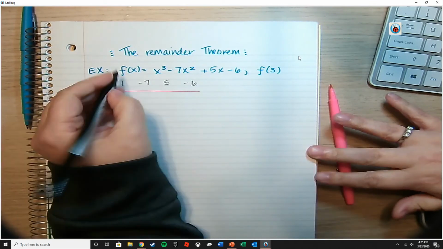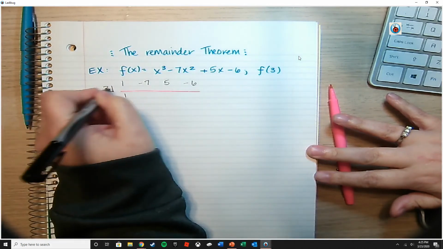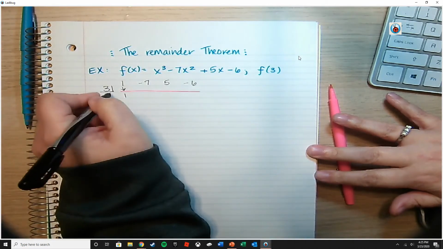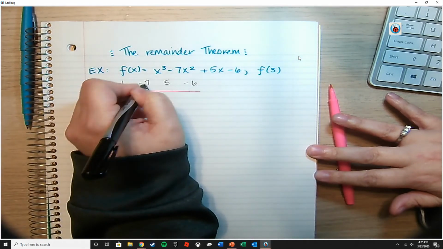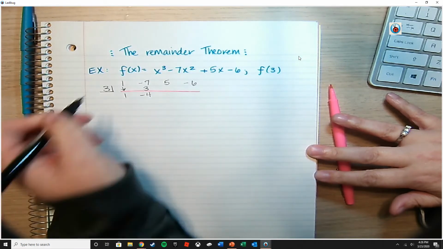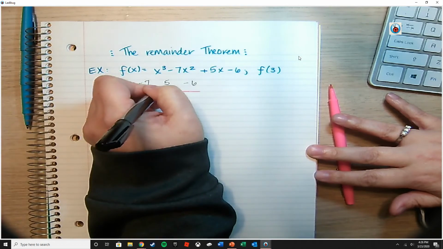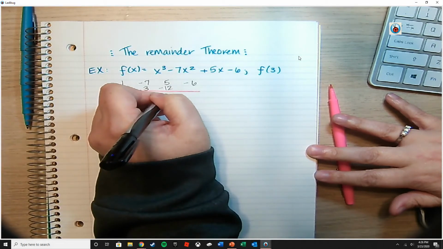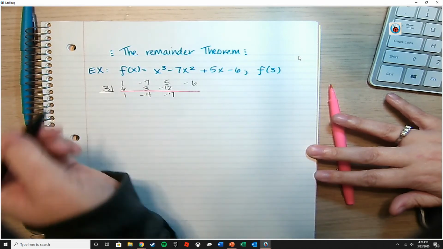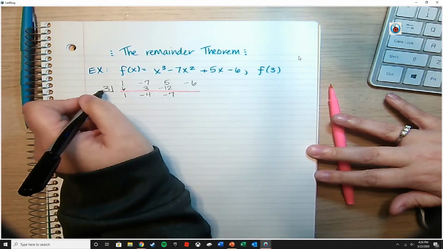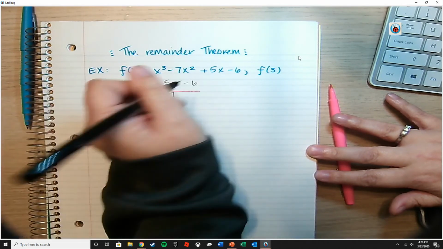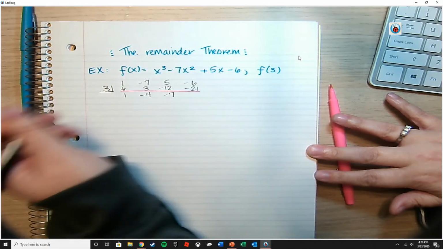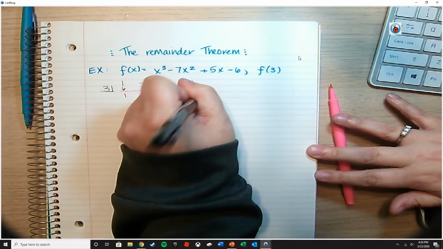Okay, so I'm just going to bring down 1 like I did in synthetic division. 3 times 1 is 3. I'm going to add it, so I get -4. 3 times -4 is -12. I'm going to add it, so I get -7. Okay. And then 3 times negative 7 is negative 21. So I get negative 27.